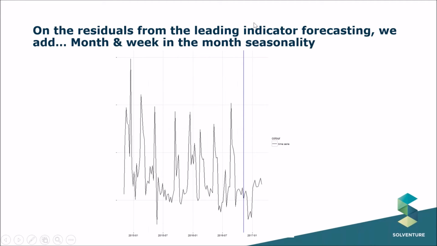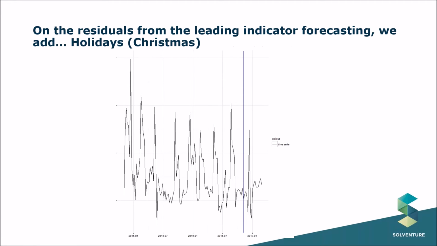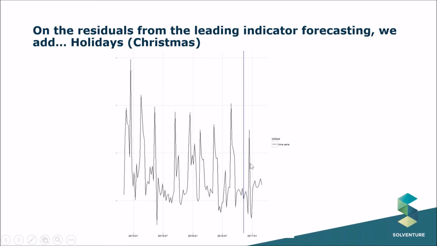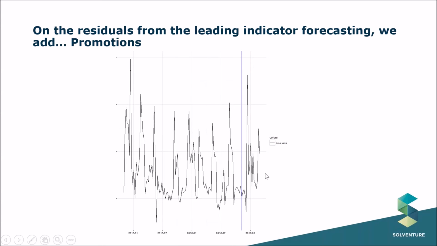Then I can add the month and the week in the month. So if we look at the next few months, this will be December and this will then be January. So based on the months and the week of the months, we can add extra information. We can add specific public holidays. So we know that if there would be no Christmas, sales would be somewhere over here. But because there is Christmas, we will have a huge peak in the sales. And then we can also add a promotion.